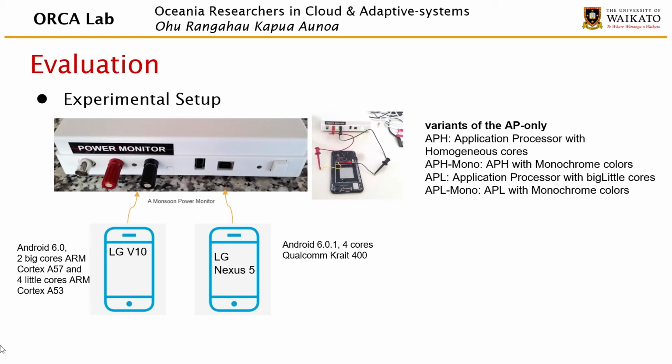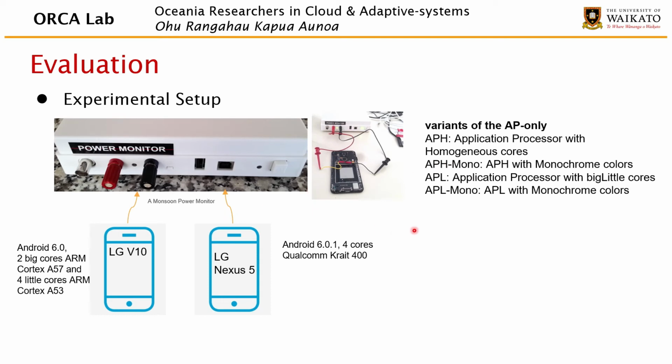Thus, the authors compared two representative baselines that are variants of the AP-only strategy discussed in the previous slide. That is APH, application processor with homogeneous cores. RILD runs on one core of an application processor with two or more homogeneous cores. Example: Nexus 5. APH with monochrome colors is similar to APH but uses black and white colors for the basic phone function.